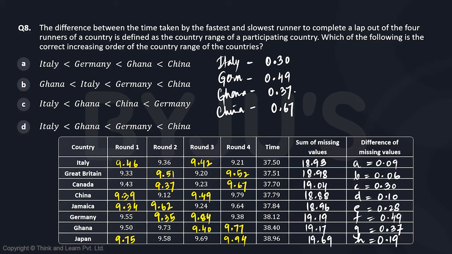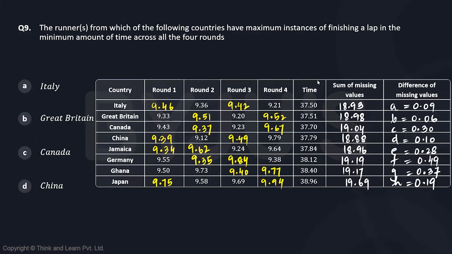So if we try to see which one is the smallest, Italy is the smallest. Then comes Ghana. Then we have Germany. So D option makes sense. Let's move to the next one.